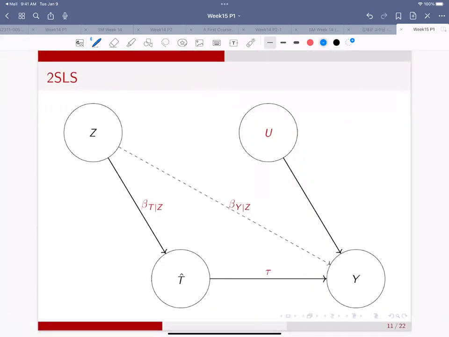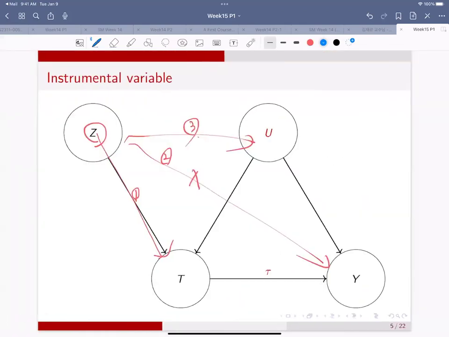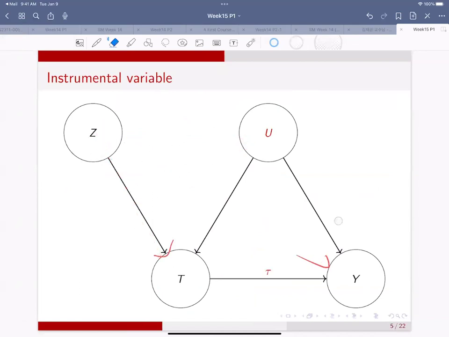So here's a graphical explanation of what's going on in the two-stage least squares method. The difference is that in the original graph, there's an arrow here. That is the problem, right? This arrow prevents us from estimating the regression coefficient consistently. If you just use regression of y on t, the OLS is biased because of this error, right? The independence does not hold. So that is the tricky part.